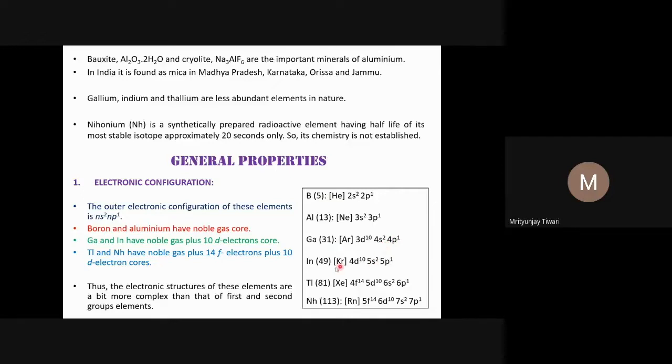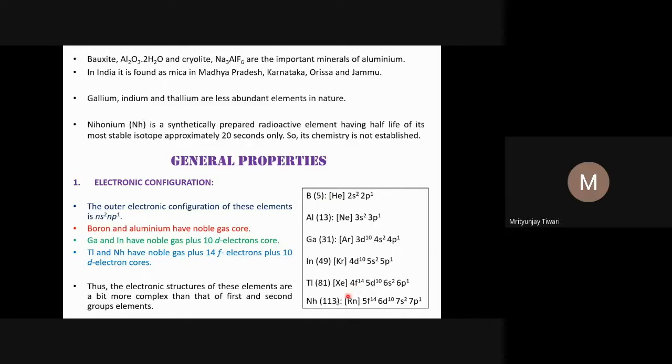A similar thing we see for indium as well. The only difference is that instead of argon, the krypton core will be there. So gallium and indium have a noble gas plus 10 d electron core. When you go to thallium, electrons will also go into the 4f orbitals.